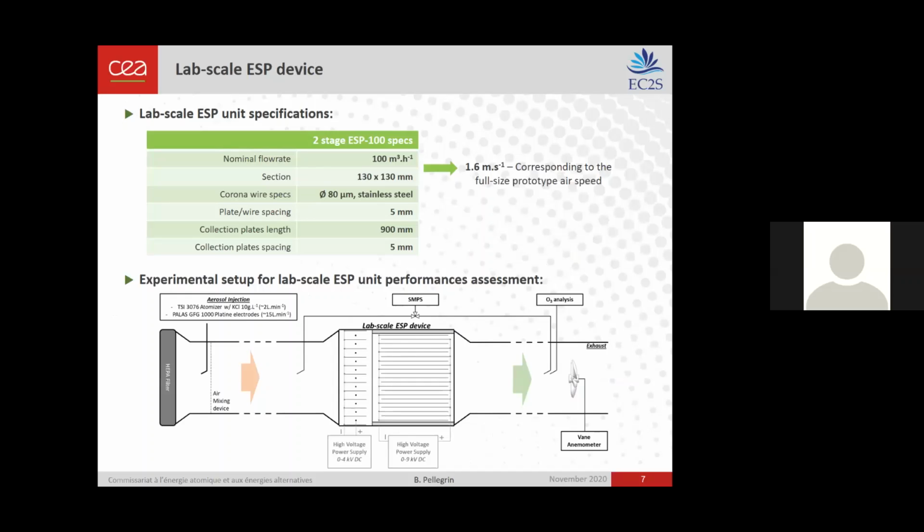So I will give you some results of the lab scale electrostatic precipitator. It was designed to be working at the same air speed as the final full-size prototype for comparison, and its performances were assessed in a wind tunnel setup to get the single pass efficiency and the ozone generation rate.